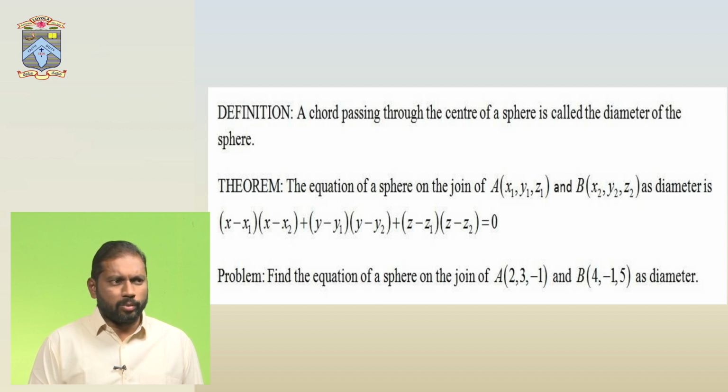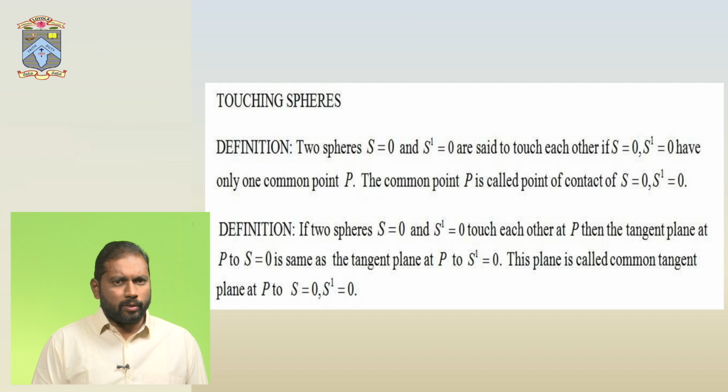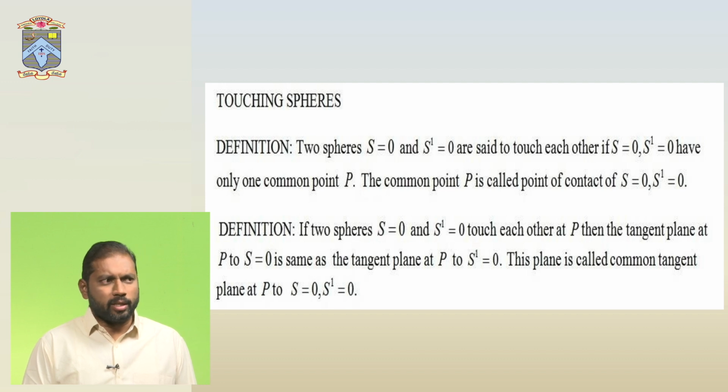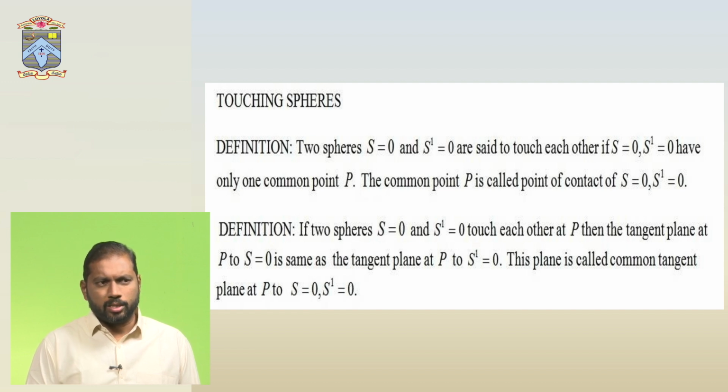It is a problem where we find the equation of the sphere by using the endpoints of the diameter. Next topic is touching spheres. Two spheres, let the two spheres be S = 0 and S' = 0, are said to touch each other if S = 0 and S' = 0 have only one common point, that is P. The common point P is called the point of contact of these two spheres S = 0 and S' = 0.